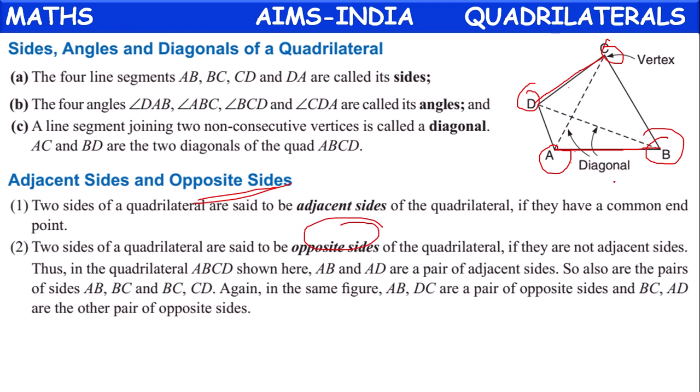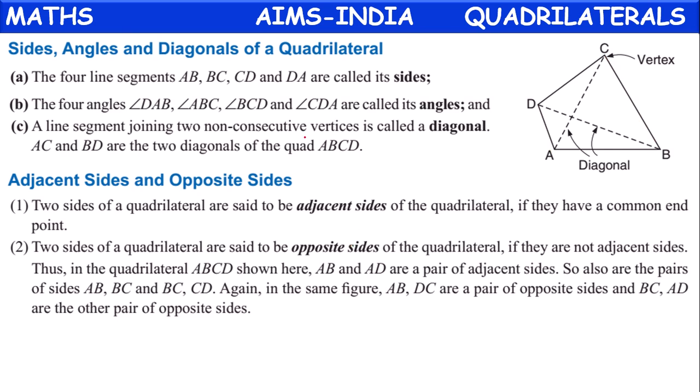So in the quadrilateral, AB and AD are adjacent sides, but AB and CD are opposite sides. AB and AD are called a pair of adjacent sides. In the same way, AB-BC, a pair of adjacent sides. BC-CD, a pair of adjacent sides. CD-DA, a pair of adjacent sides. In the same way, AB-CD, a pair of opposite sides. BC-AD, a pair of opposite sides. Like that.